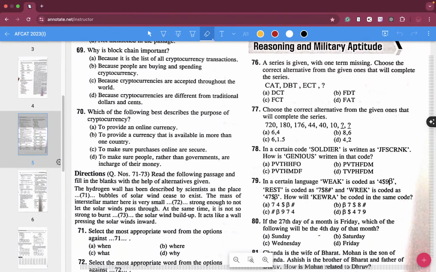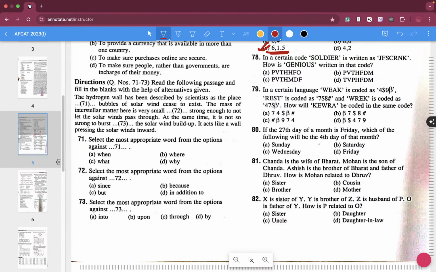Reasoning and military aptitude. A series is given with one term missing. C, D, E, absolutely you will have F over here. A, B, C, C, D, right? So B is going to be the correct answer. Divided by 4 minus 4, divided by 4 minus 4, divided by 4 minus 4, minus 4 means 6, and then divided by 4, which means 1.6 over here is the correct answer for this particular question.